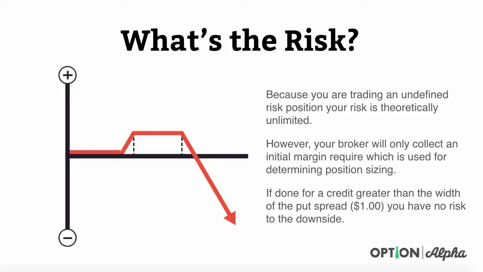If done for a credit greater than the width of the put spread, which we usually do a $1 wide put spread, you do have no additional risk to the downside. Now, we do prefer to do these trades when we have a great credit that's wider than that width of the put spread and leaves us with no downside risk. That's the preference in doing these trades.